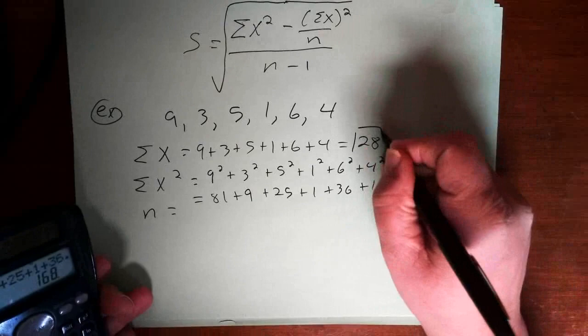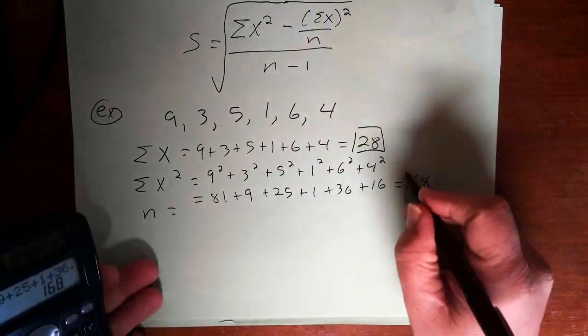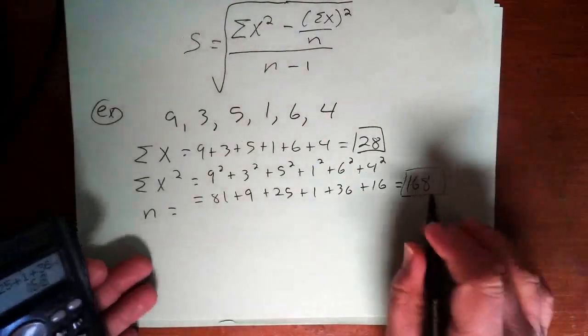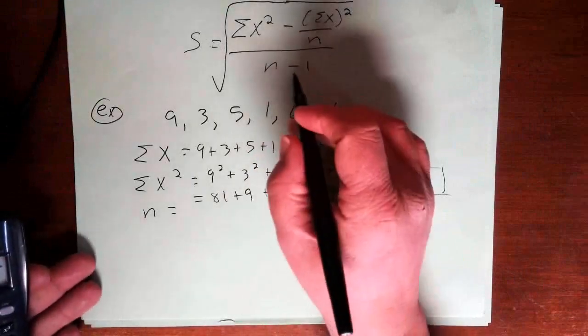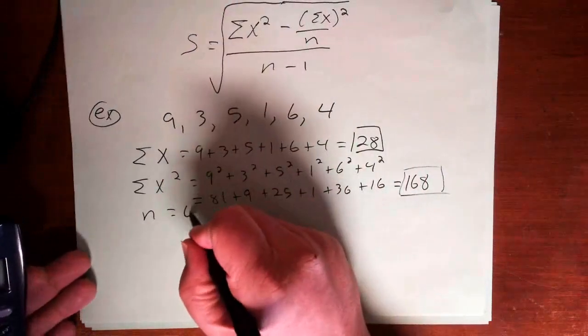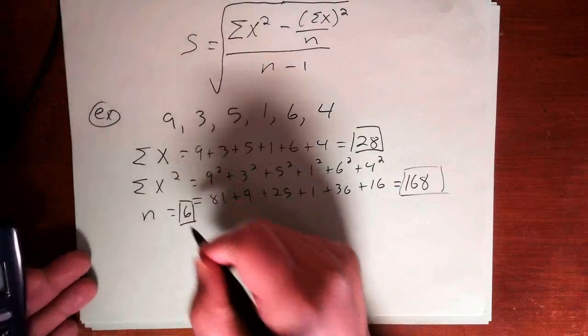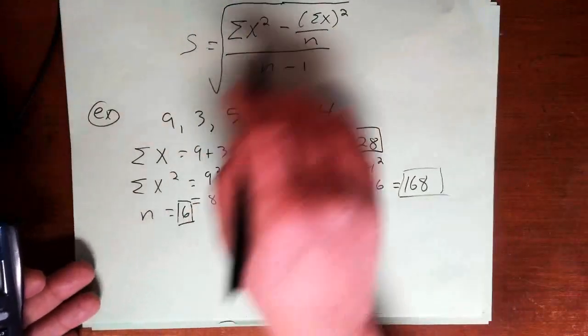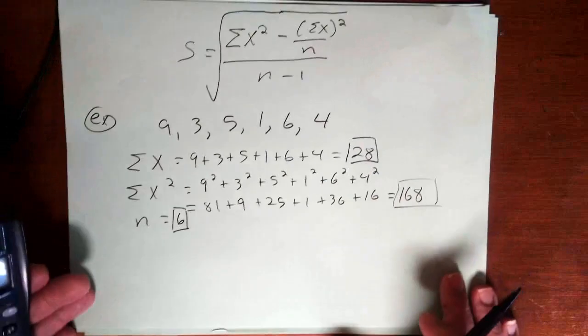So the sum of x is 28, the sum of x squared is 168, and my n, which is just the number of values, is 6. So these are the three numbers that go into this formula.